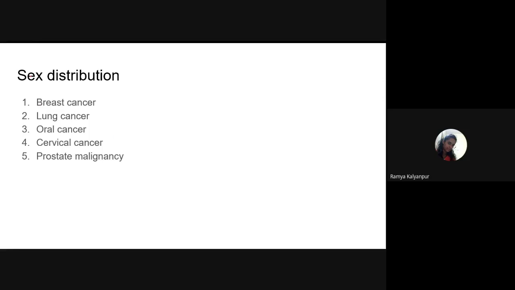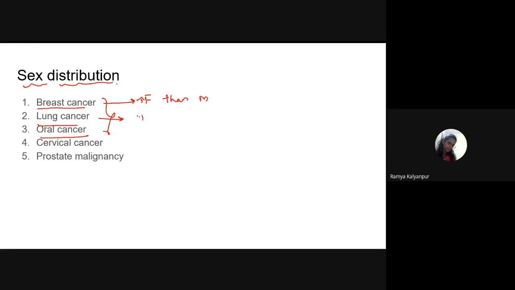Next, we'll see the sex distribution. Just try to understand the concepts here. There are cancers like breast cancer, lung cancer, oral cancer. Do you think all these three will show sex distribution? Do you say that breast cancer is more common in females than males? Yes, ma'am, yes, we can say.